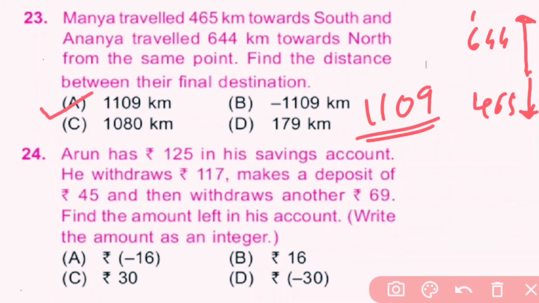Question number 24. Arun has 125 rupees in his savings account. He withdrew 117. Withdraw means minus 117. So 8 rupees remaining. Then he makes a deposit of 45 rupees. Again he deposits 45, and deposit means add.